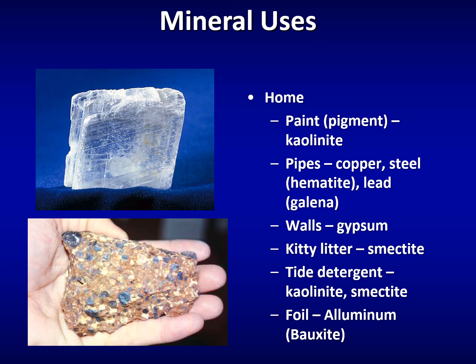Kitty litter is a type of clay mineral, smectite. They also use clay minerals in detergents as surfactants. Foil is from the mineral bauxite, and that's where we get aluminum foil. So there's many applications of minerals and uses of minerals.